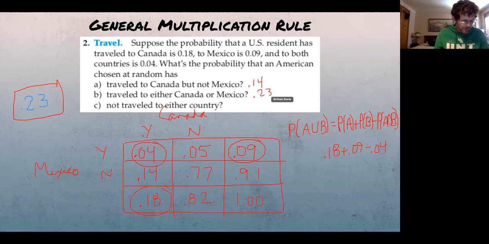And then the probability of not having traveled to either country. What's that going to be?